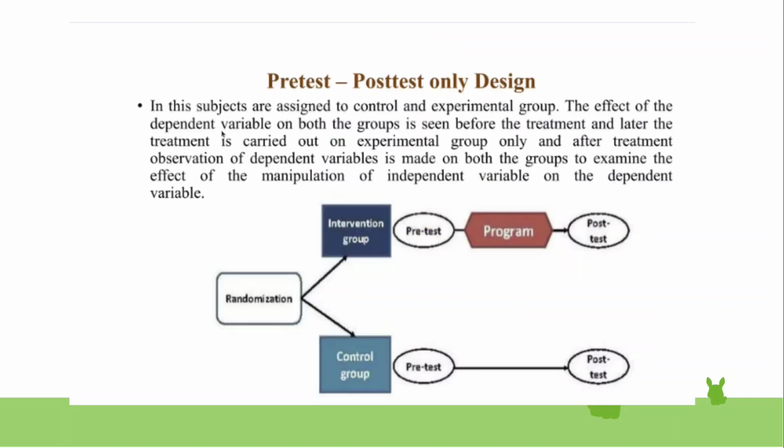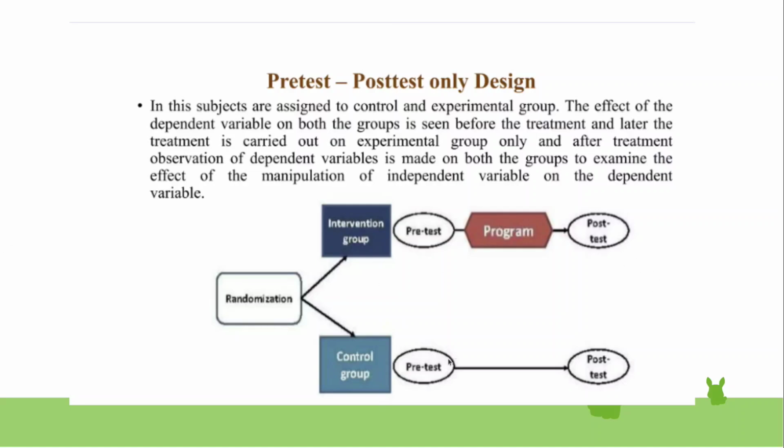Next, pre-test, post-test only design. In this, subjects are randomly assigned to control and experimental group. Intervention, nothing but treatment, is given to the experimental group, not the control group. The effect on the dependent variable in both the groups is seen before the treatment, then the treatment is carried out on the experimental group only, and after treatment observation of the dependent variable is made on both the groups to examine the effect of the manipulation of the independent variable on the dependent variable.